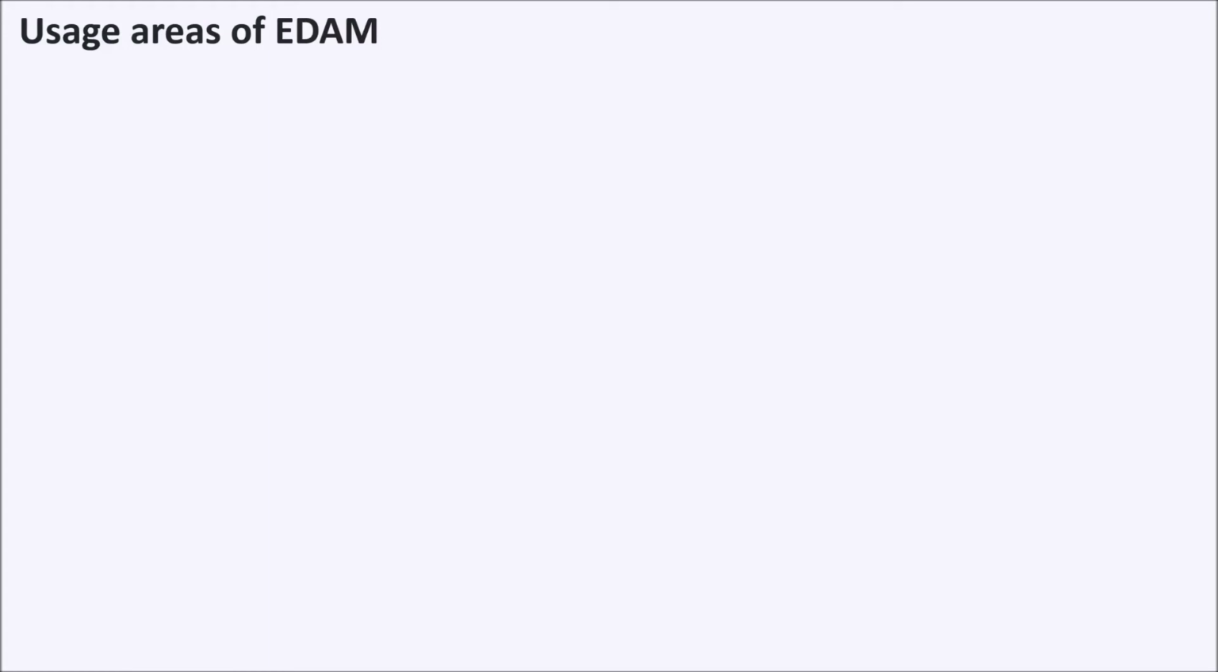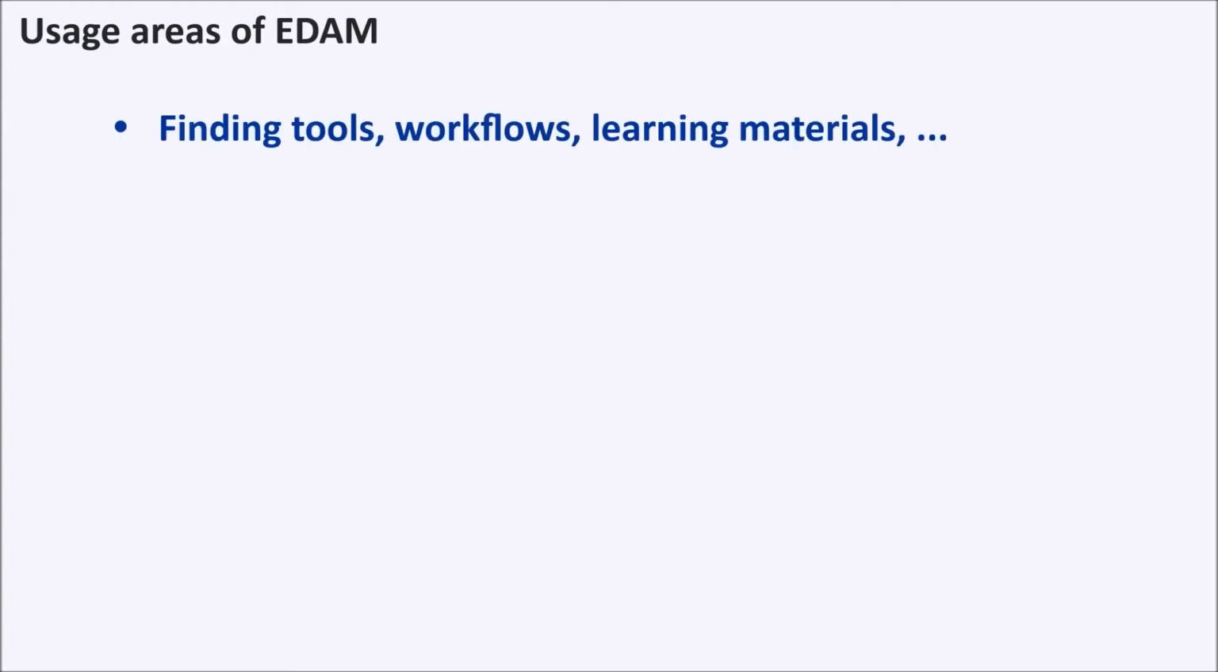Now, with respect to the usage areas of EDAM, EDAM has been primarily designed for finding tools and services, workflows, learning materials, standards, and other digital objects. Or to see it from the opposite side, for annotating digital research objects related to data analysis, data lifecycle in general, in order to make them better searchable. A special case of this is recording provenance metadata, where EDAM can help documenting, for example, the performed processing steps or data acquisition technology, and make the data more understandable, searchable, and comparable in that way.